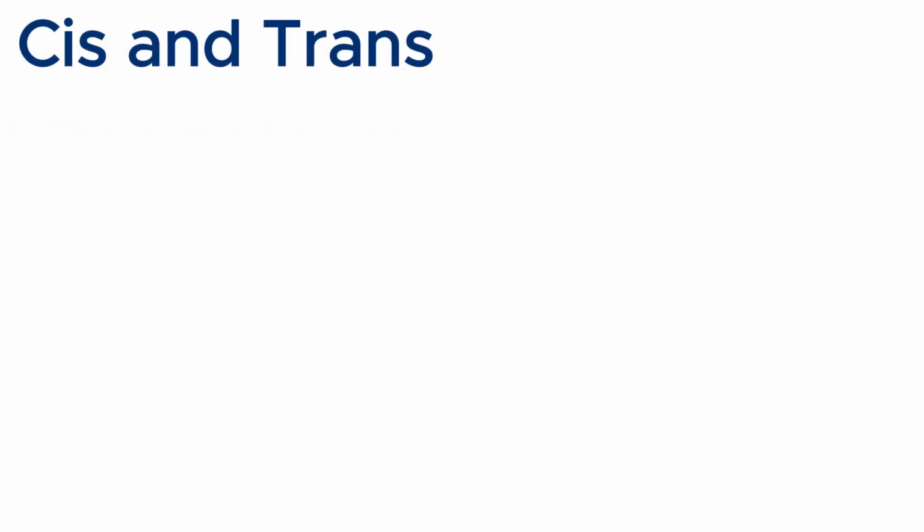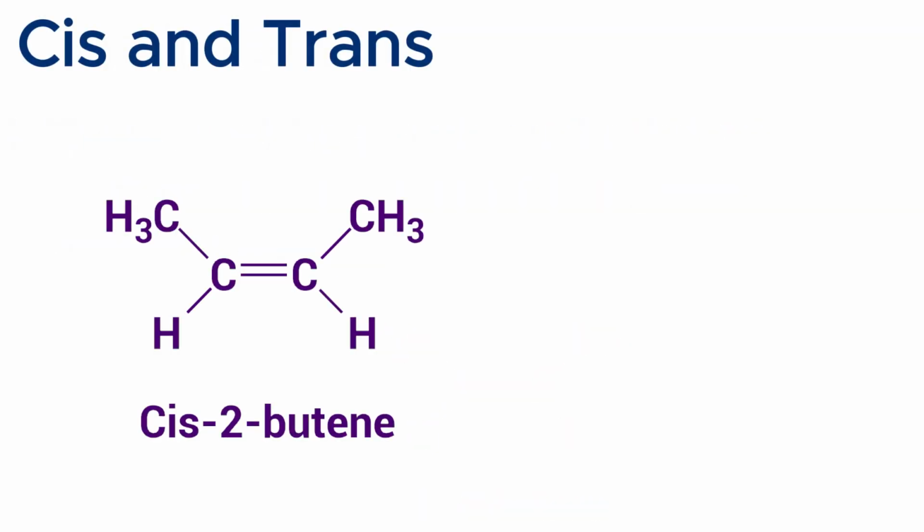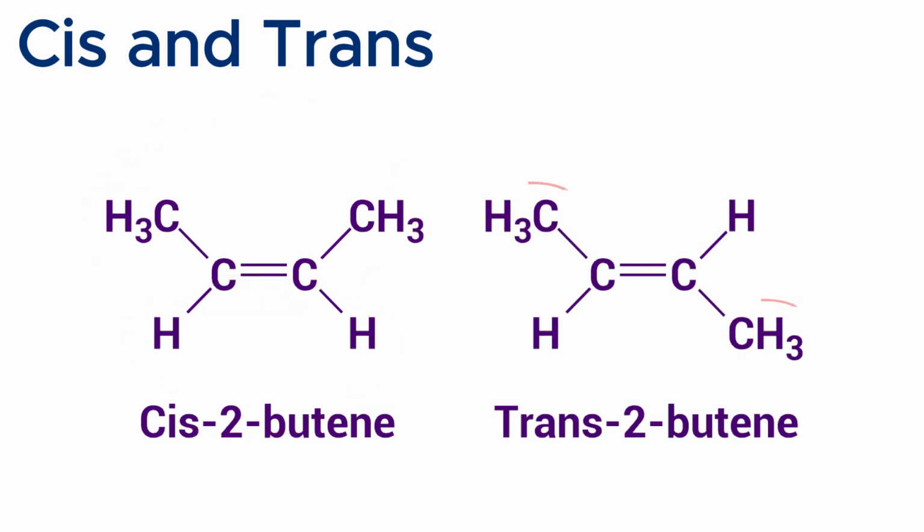Let's break down the terms cis and trans. In the cis isomer, similar groups are positioned on the same side of the double bond. In the trans isomer, those groups are on opposite sides. This difference in positioning can greatly impact the compound's properties.